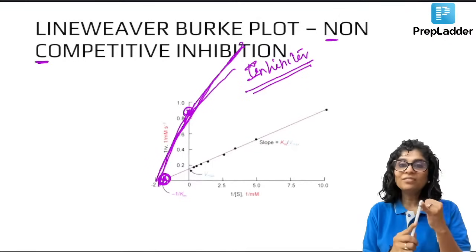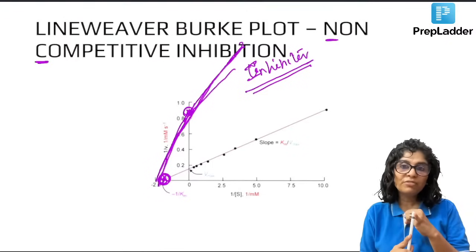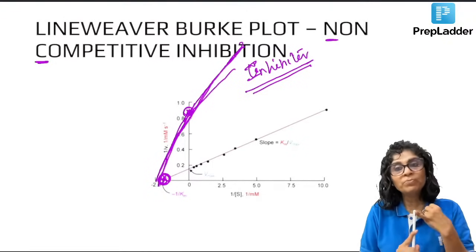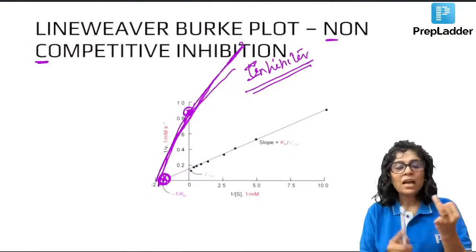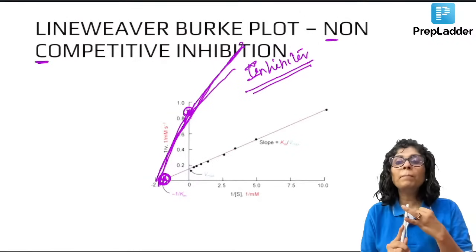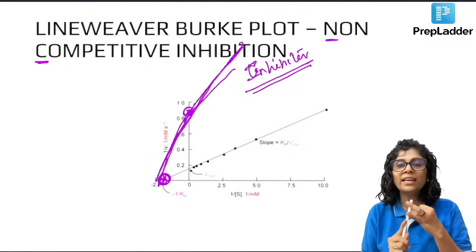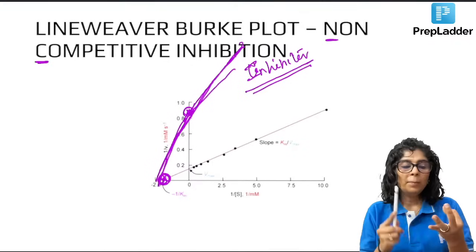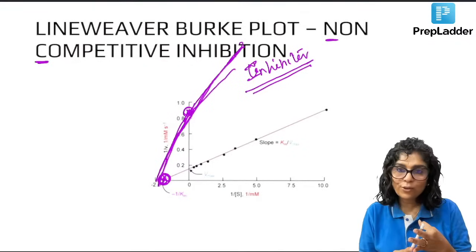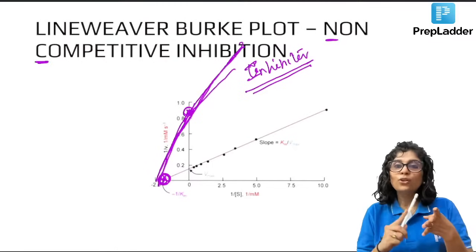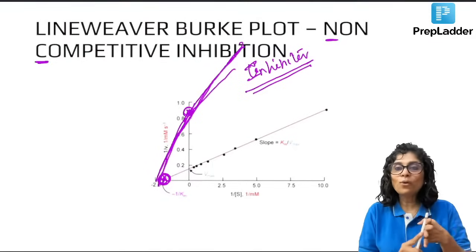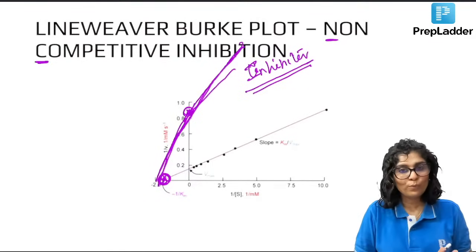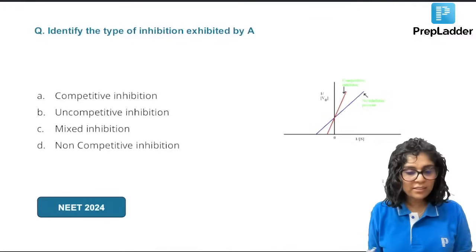A competitive inhibitor does not alter Vmax, but what happens to Km? Km is increased. Uncompetitive inhibition, parallel shift, both Vmax and Km are low. Mixed inhibition, Vmax is low, Km is high. Non-competitive inhibition, normal Km and Vmax is low. Okay. So try to answer this now, everybody.